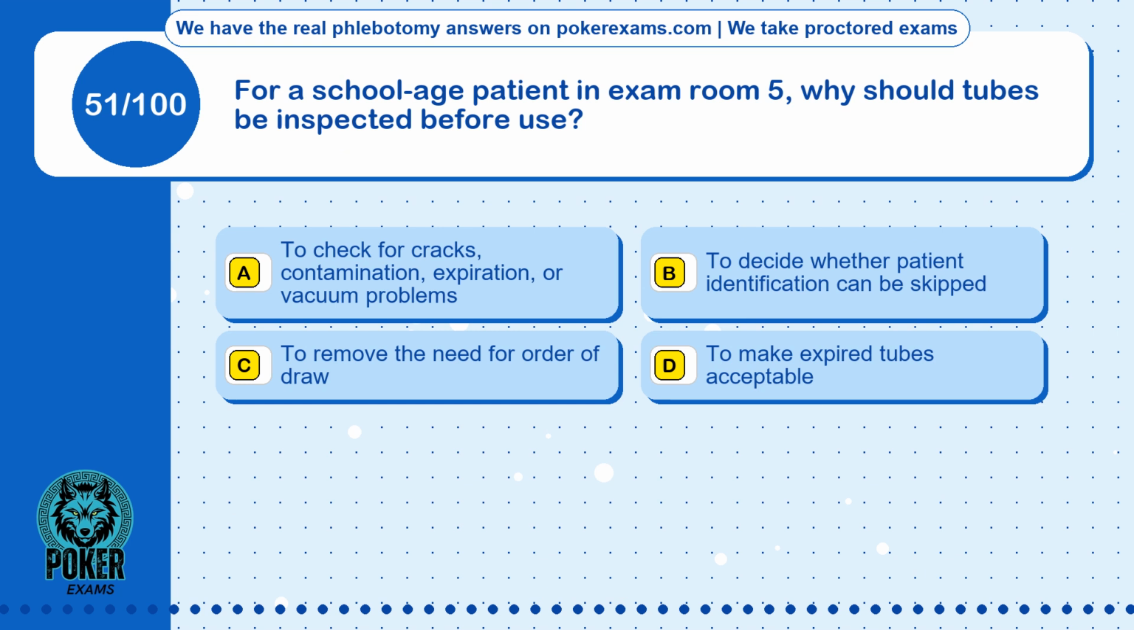Question 51. For a school-age patient in exam room 5, why should tubes be inspected before use? Option A, to check for cracks, contamination, expiration, or vacuum problems. Option B, to decide whether patient identification can be skipped. Option C, to remove the need for order of draw. Option D, to make expired tubes acceptable.